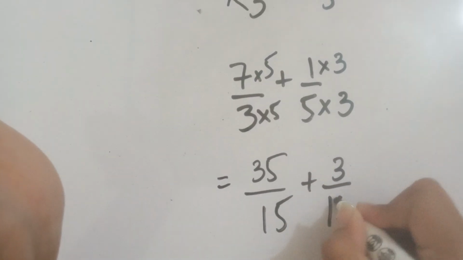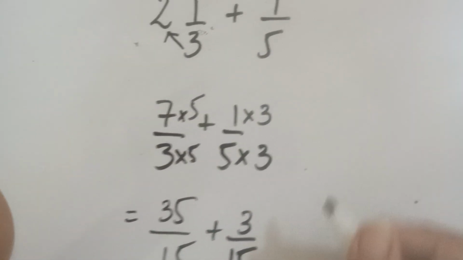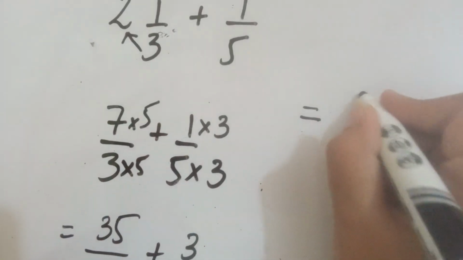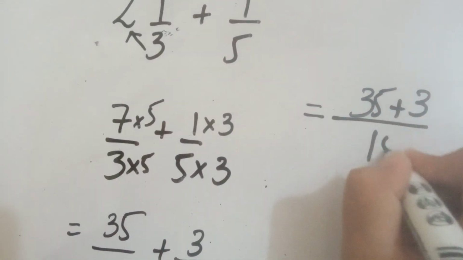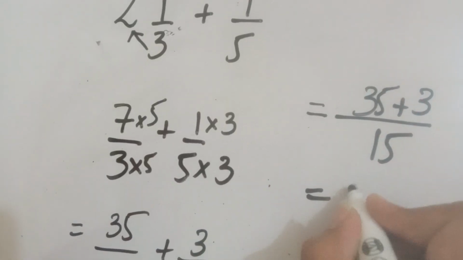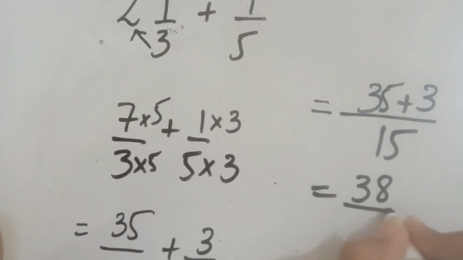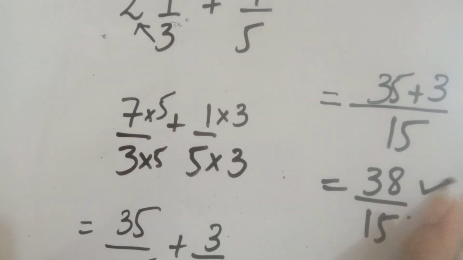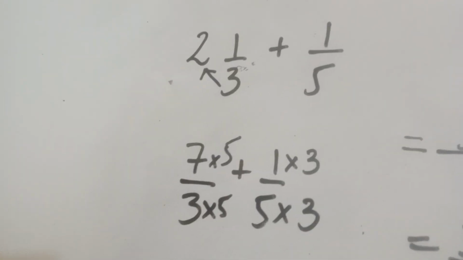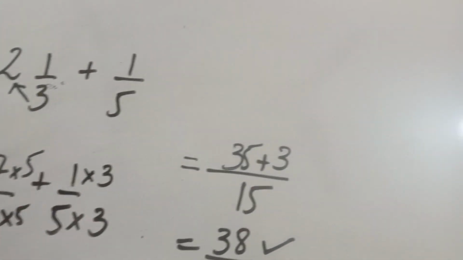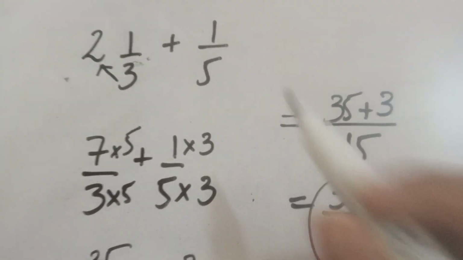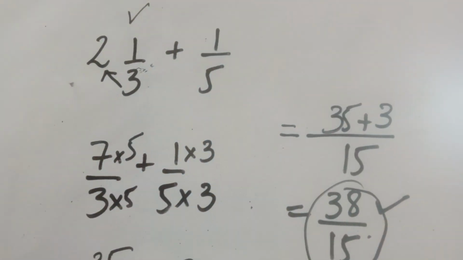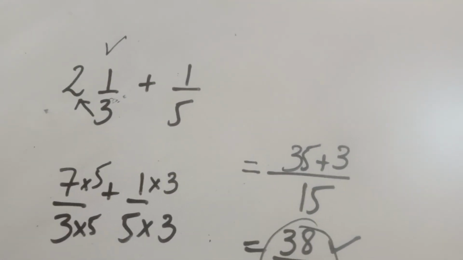Now look, the denominator is the same. Now you can add them. 35 plus 3 by 15. So it's 38 by 15. This is your answer. And if the question is that you have to convert this into a mixed fraction, then how will you do that? I'm showing the steps here.